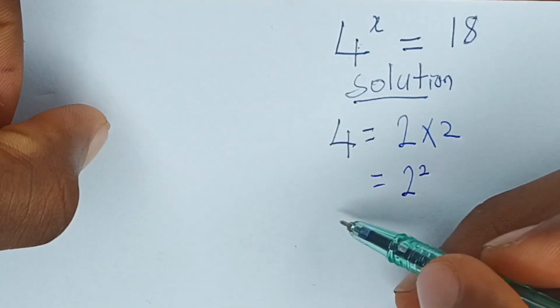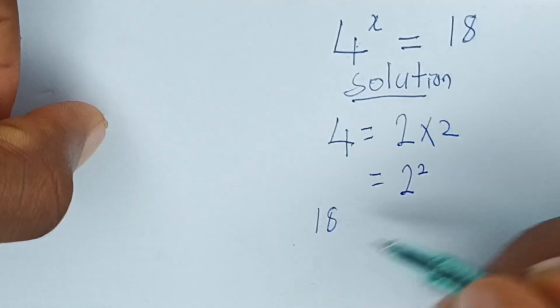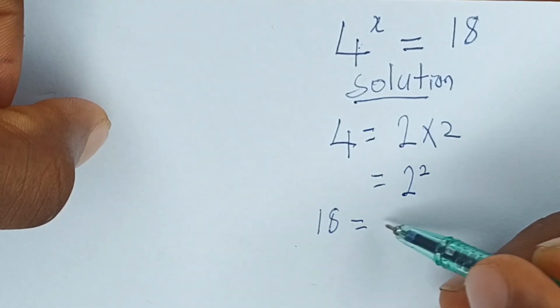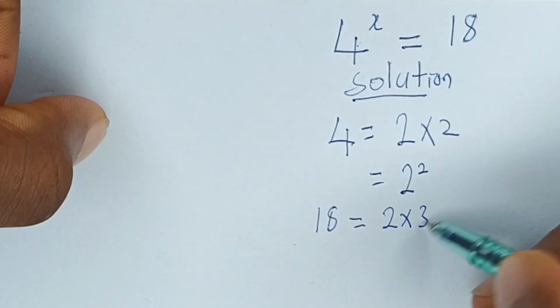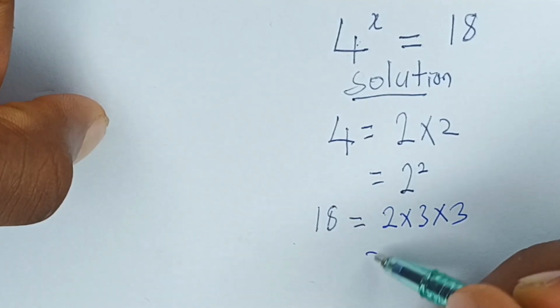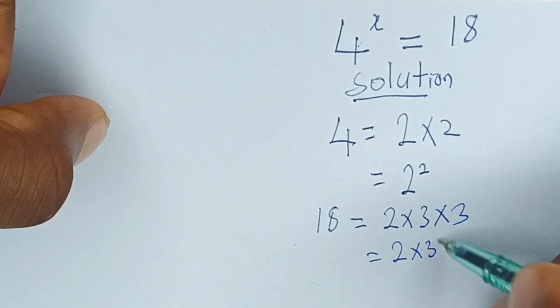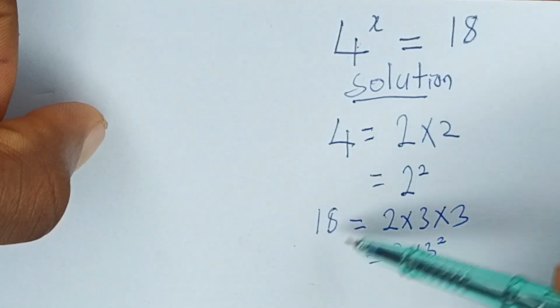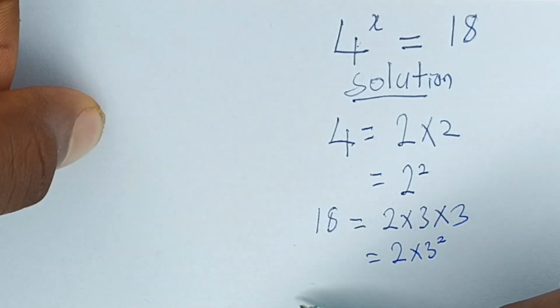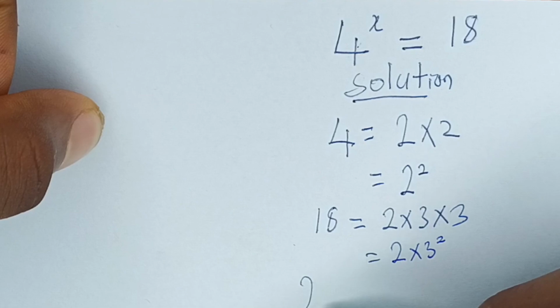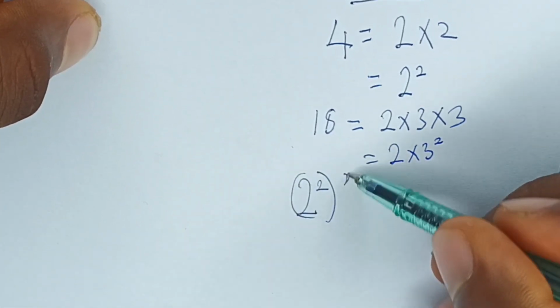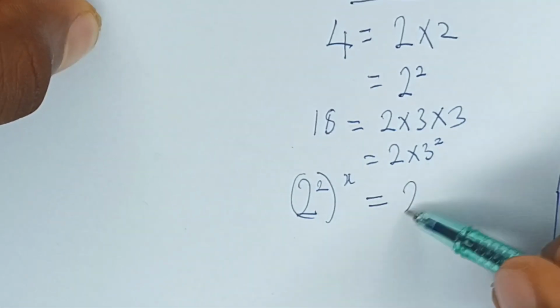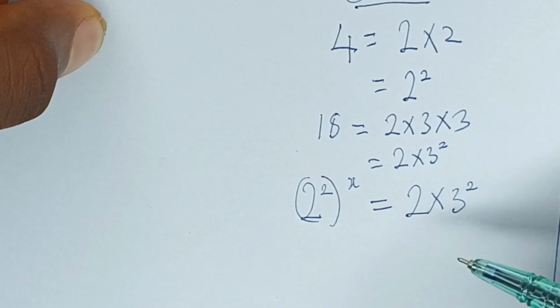Now I can also write 18 to be equal to 2 times 3 times 3, which is equal to 2 times 3 raised to power 2. Now, substituting this into my initial equation, what I now have is 2 raised to power 2 all raised to power x, which is equal to 2 times 3 squared.